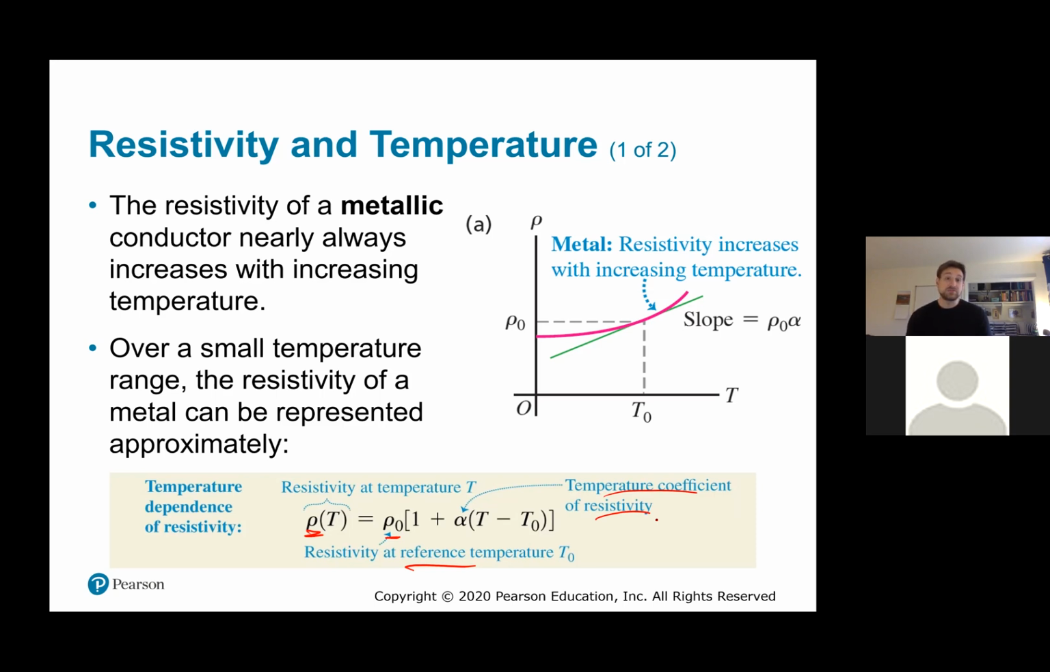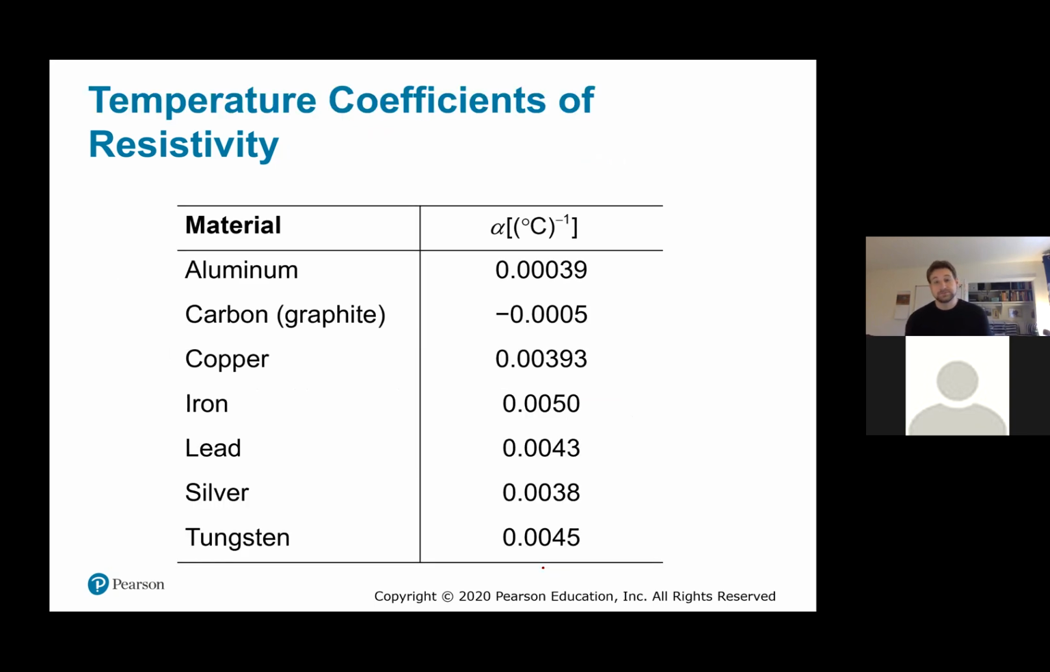Is the relationship actually linear? No. But it's close. We could talk about a region in which it's close enough where we can linearize the relationship between temperature and resistivity, and we can tabulate those values. Someone has done that work for us.